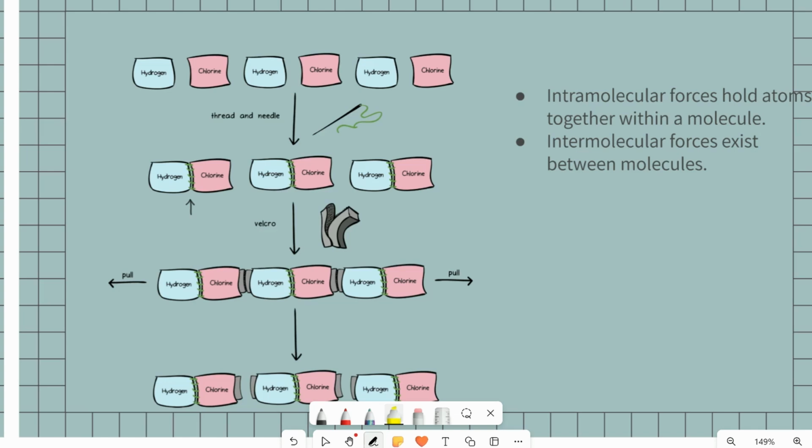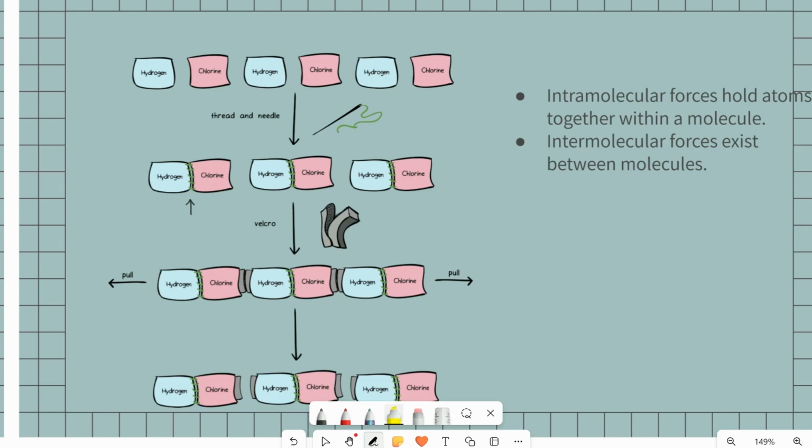So here is a great analogy I took off Khan Academy. Imagine you have hydrogen and chlorine. In this case, you have these towels that act as hydrogen and chlorine. So blue is hydrogen and pink is chlorine. And say you sew them together with this green thread. This sewing represents a covalent bond. So you put H and Cl together, making hydrochloric acid.